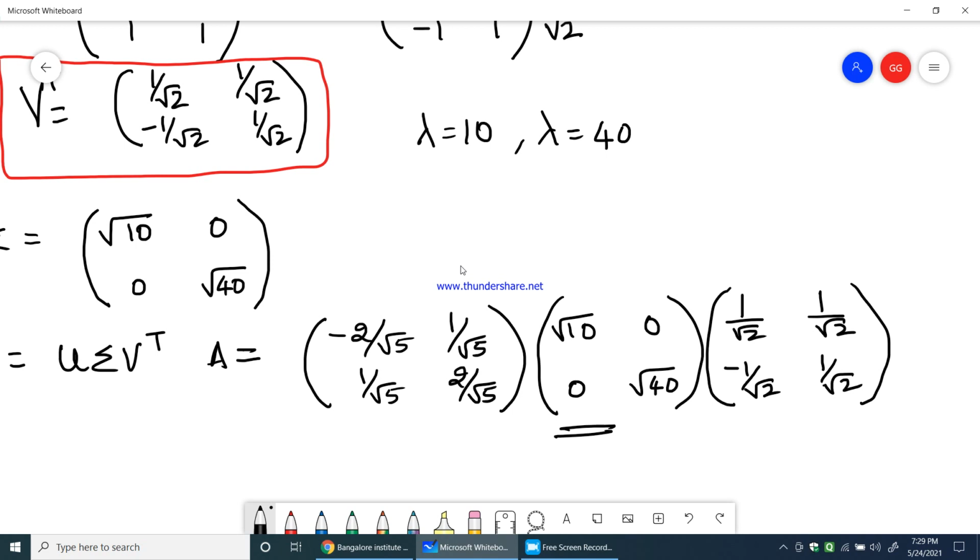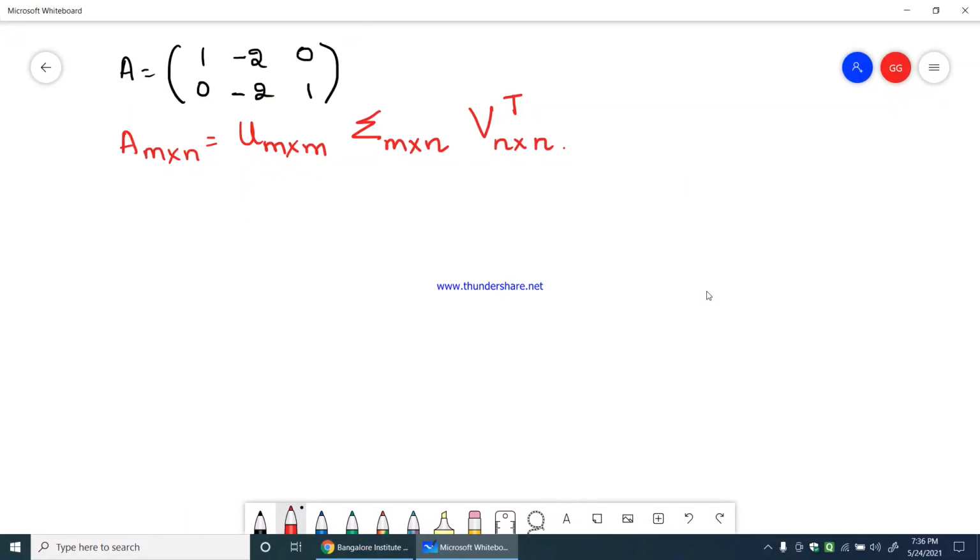Okay. So let us go for an example of another matrix where m and n are not equal, where the number of columns and number of rows are not equal. Now we'll see how to apply singular value decomposition for a rectangular matrix which has 2 rows and 3 columns.